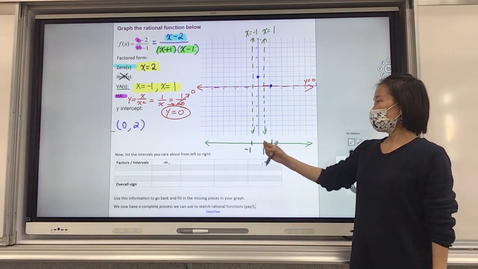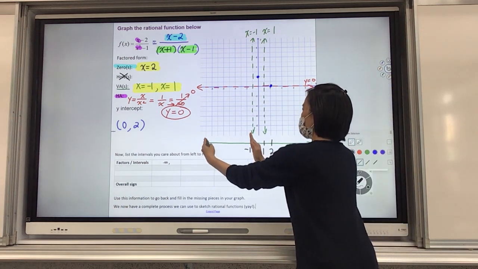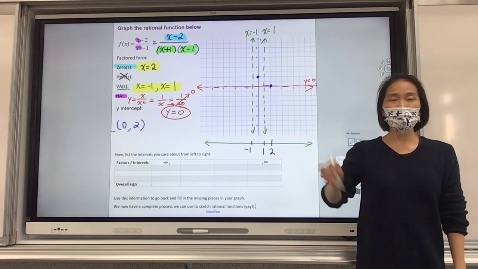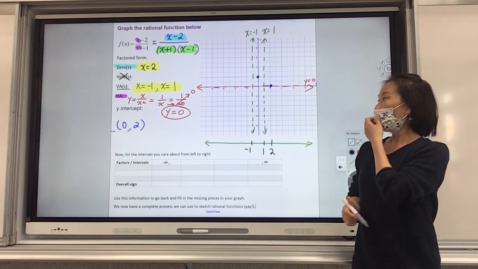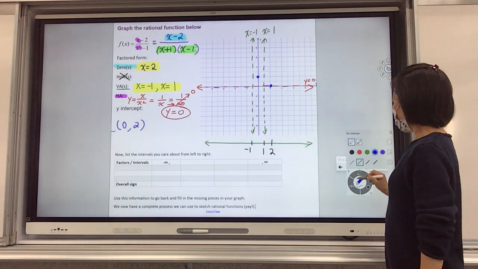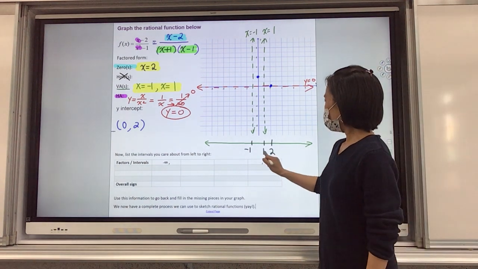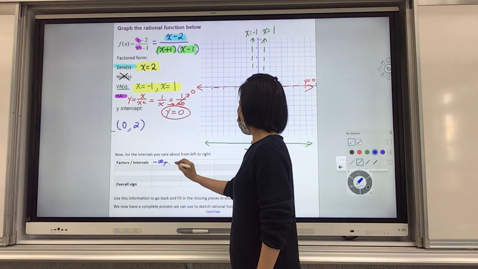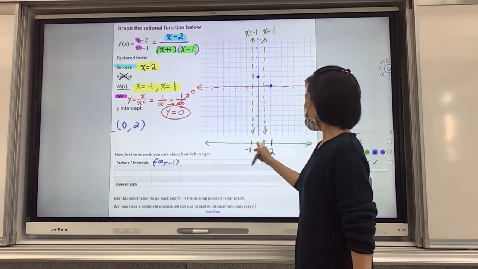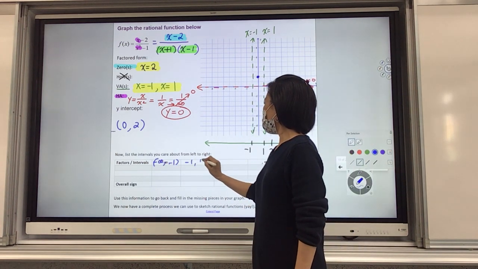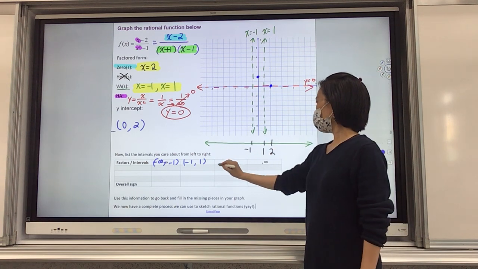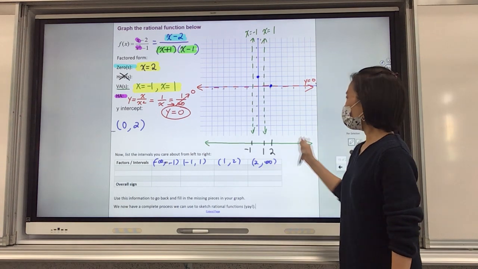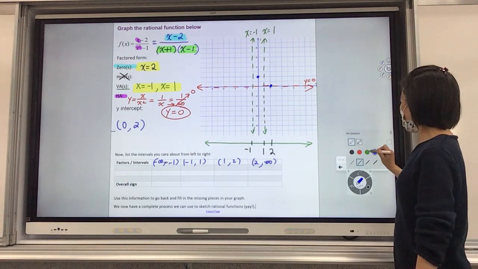Once you put down these values, you have 1, 2, 3, 4 intervals. We need to know if the y value is going to be positive or negative. Okay? So the first interval is from negative infinity to negative 1. The second interval is from negative 1 to 1. The third interval is from 1 to 2, and then 2 to infinity. I need to check all these intervals, right?